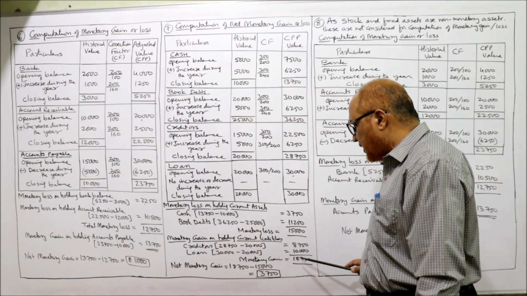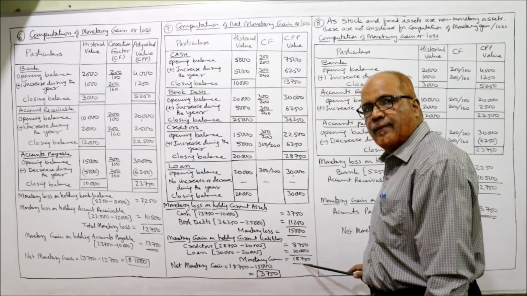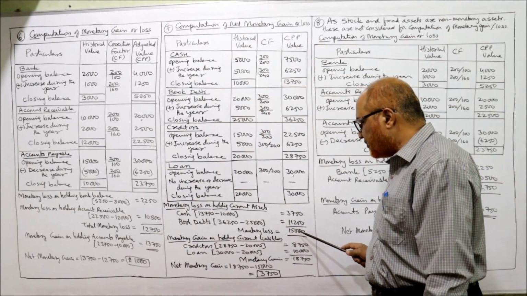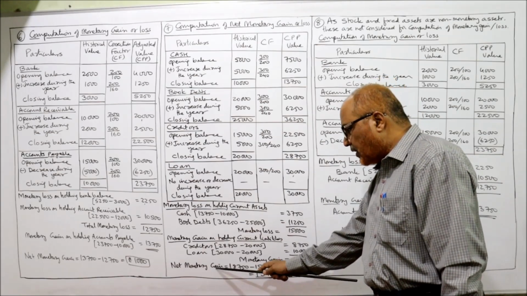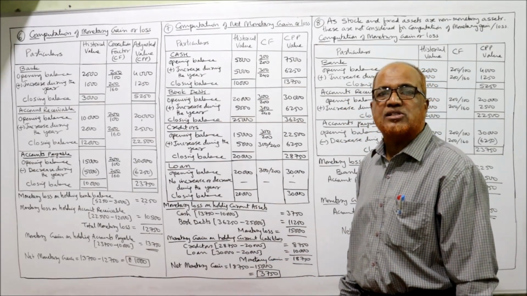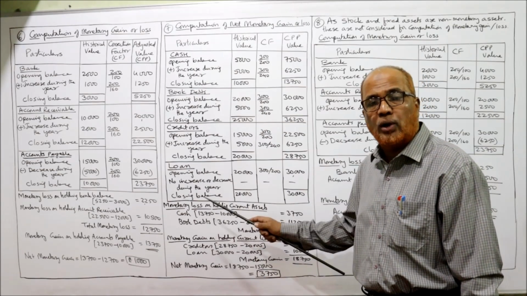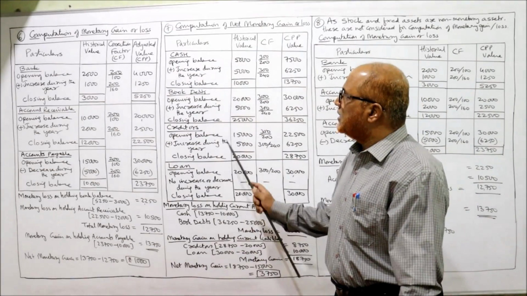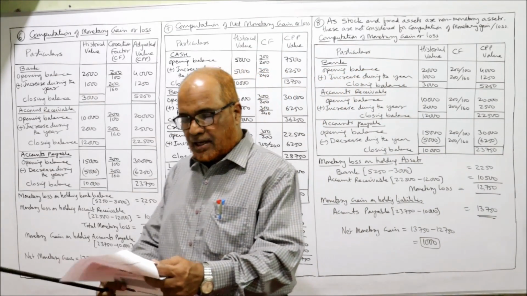So total monetary gain is 18,750. Monetary gain 18,750, monetary loss 15,000. So net monetary gain 18,750 minus 15,000, 3,750 is the monetary gain on holding current liabilities and current assets. That's it. This is the 7th problem. Now 8th problem.